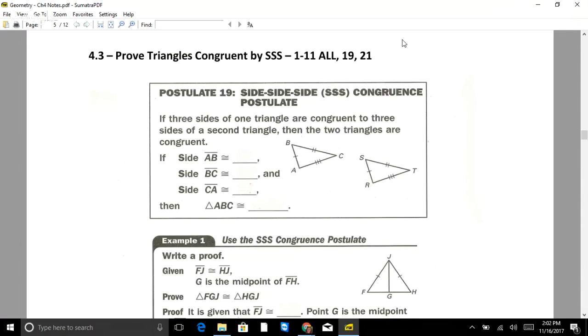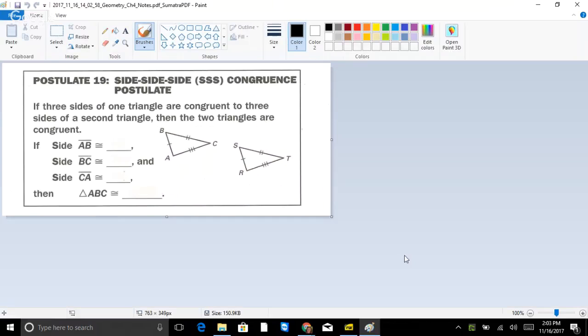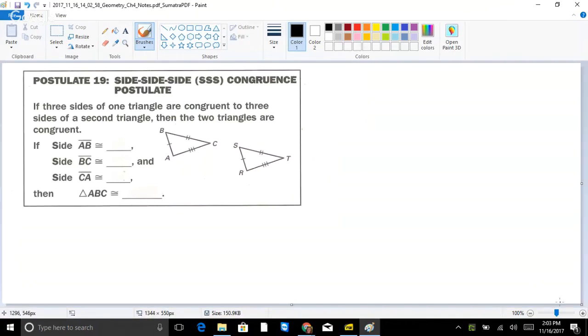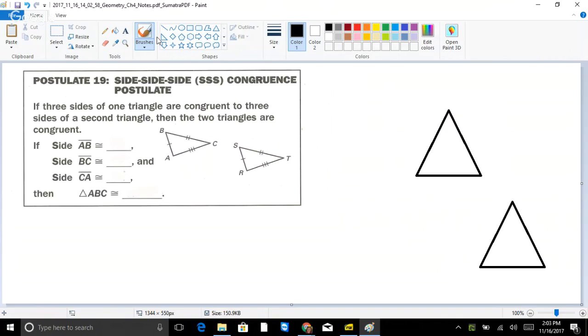So let me actually pull up Paint here, our favorite thing. Make a little note off to the side. So if I have a triangle, and then I make a copy of that triangle, I have two triangles, and these are two different triangles. Let's say this one is ABC, and this is DEF.